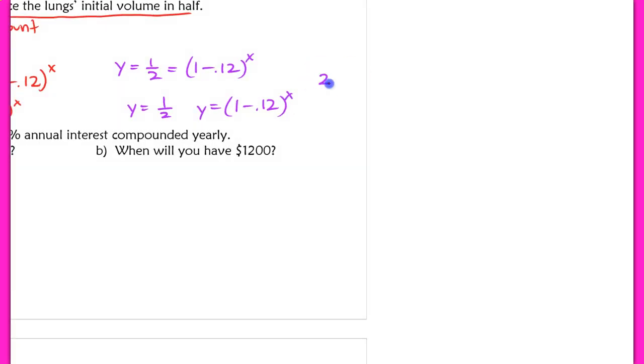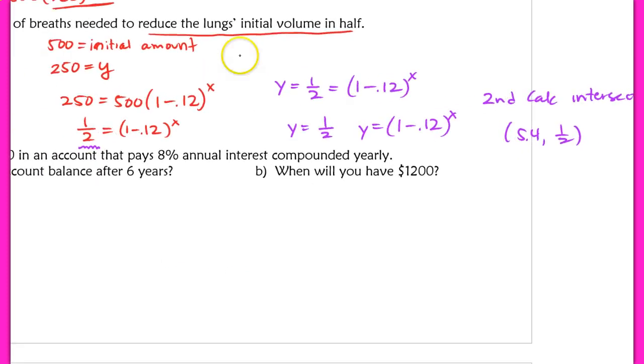Let's make sure we write down what we did. We hit second calc intersect, and we get the point 5.4, there's more to that, comma 1/2. So this means that that's approximately 5.4 breaths for that initial amount of air to reduce to exactly half of its volume.